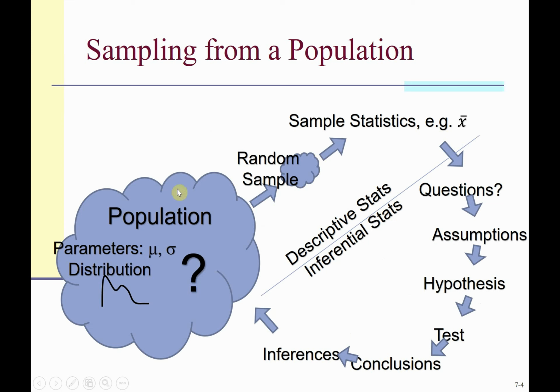This is kind of a picture of it. This is really big, and there's something about this that we're interested in knowing. We don't know. We want to know what the population mean is, or the standard deviation, or we want to know what the shape is. There's something about this we want to know, but we can't measure everything in it to determine what these are.